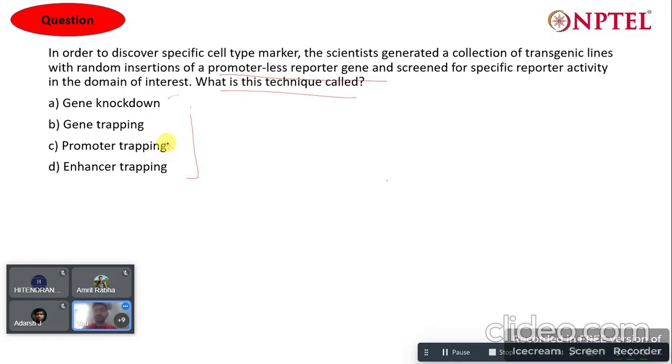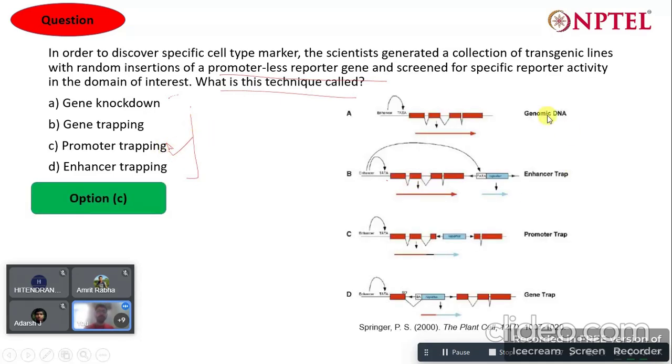Any more answers? So yes, this technique is called promoter trapping, and how this is done is that there are different trapping techniques, like there is enhancer trapping, there is promoter trapping, and there is gene trapping. So this is the normal genomic DNA that we are studying. This is the TATA box, that is the promoter, and this is the enhancer that enhances the transcription using this promoter.